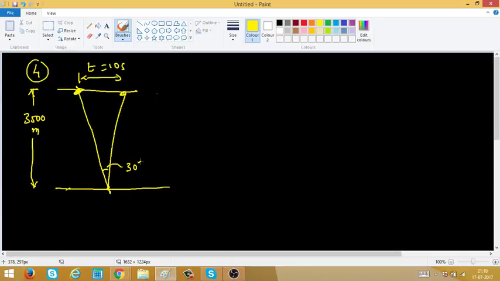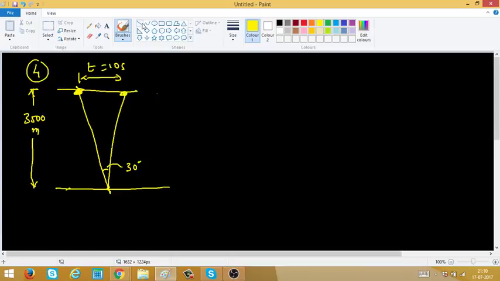This angle is 30 degree. And this is the position 1 of the airplane, and it moves in this direction. After 10 seconds, it is over here. The angle subtended over is 30 degree. What else is given to us? 3,500 meter height is given to us. What is the speed of the aircraft? So we have to find out the speed of the aircraft.